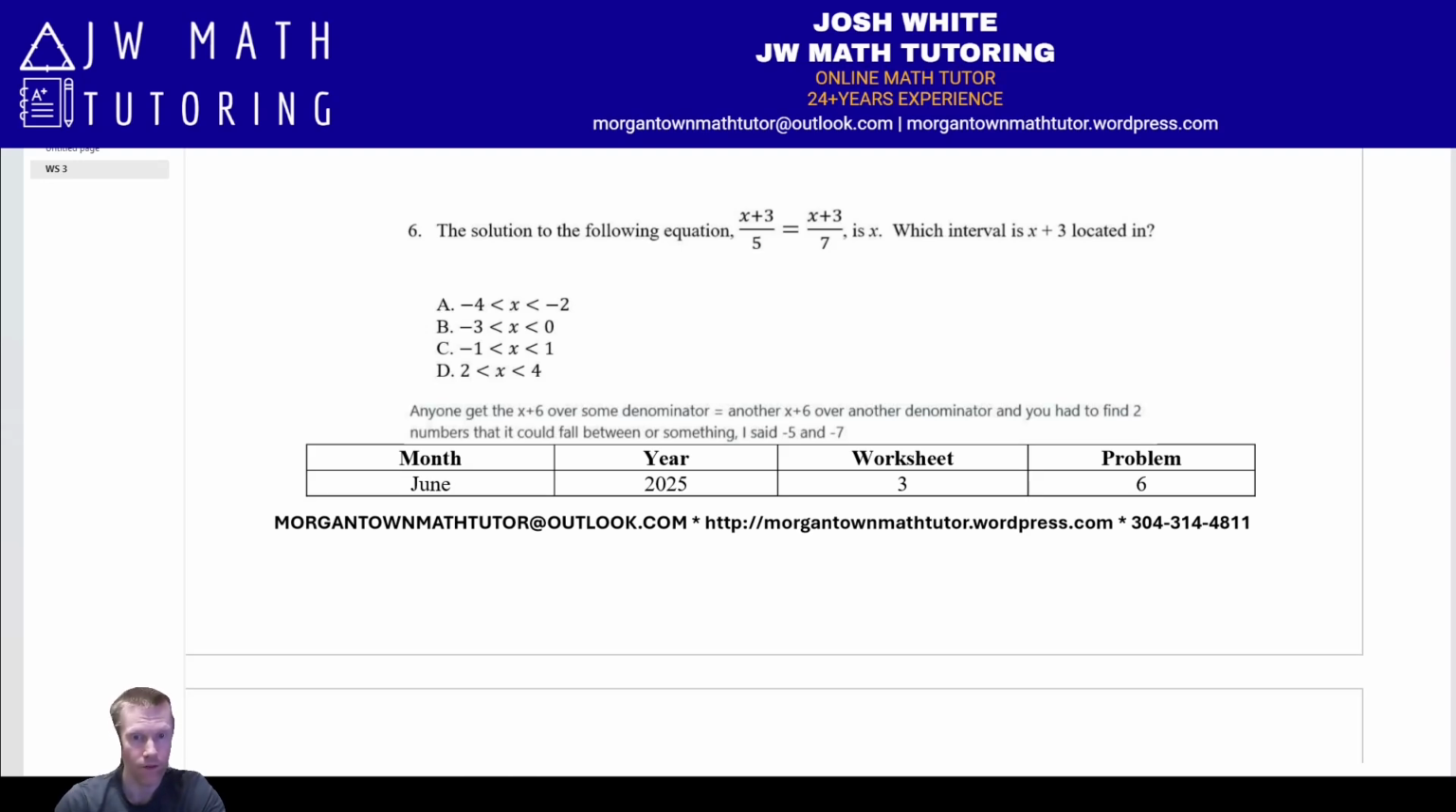Now, for every example that we've seen of this, the value of that expression on the top has to equal 0. That's the only way that something over 5 can equal something over 7, if it's 0 over 5 and 0 over 7. Any other number over 5 would not equal that same number over 7. So the answer is always going to be 0. Then you just have to pick which interval 0 is technically located in.